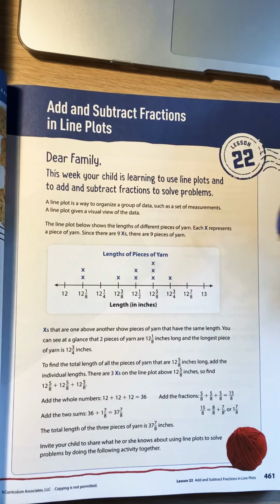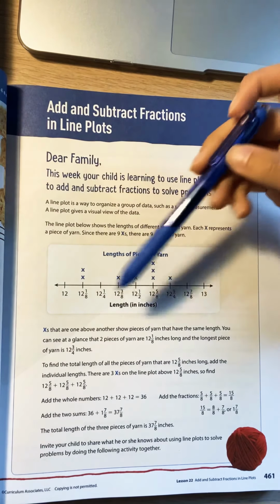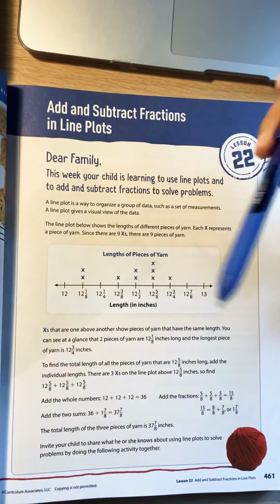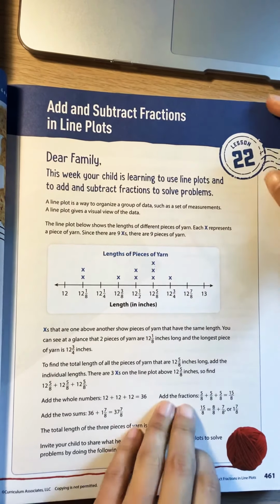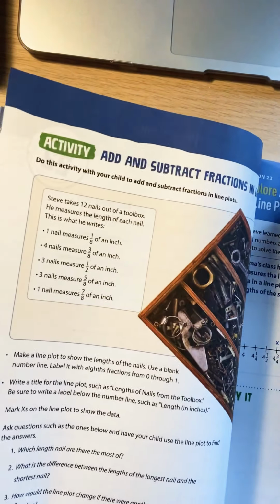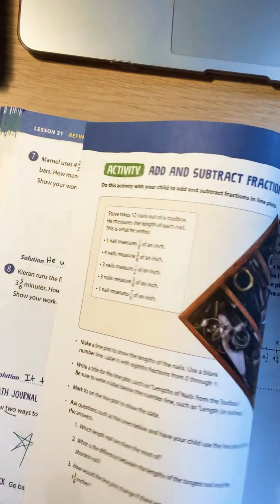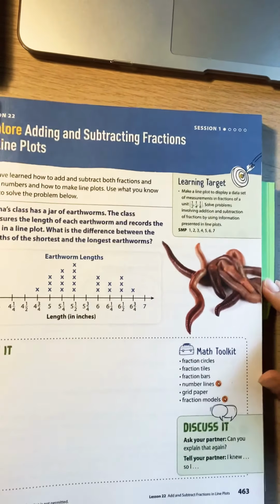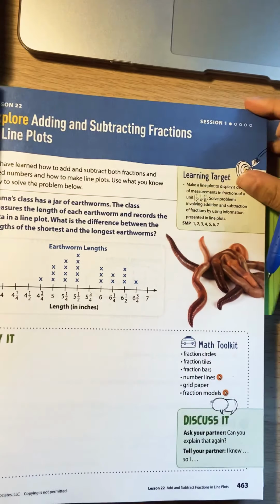We're still just adding and subtracting fractions. We are just going to be using line plots to represent the data. So that's the family letter. On the back page is an activity that you can do at home. So you can tear that out and show it to your family. And then session 1 right here begins on page 463.